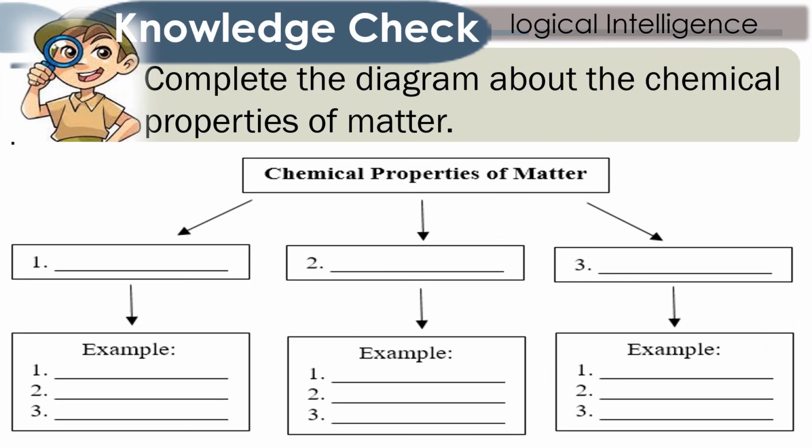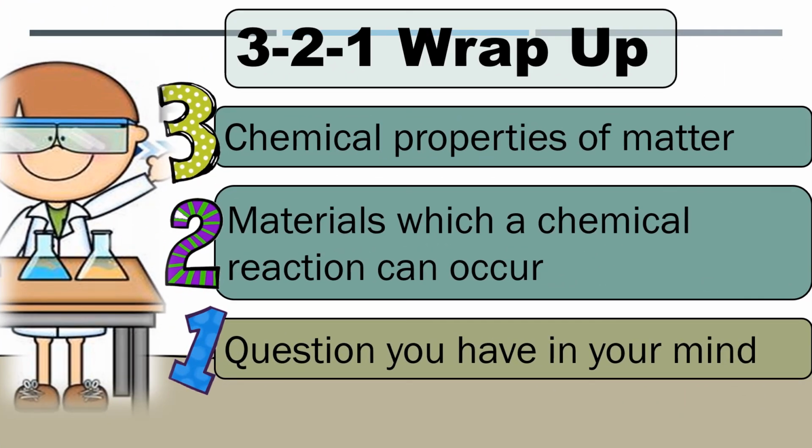Knowledge check. Now let us use our logical intelligence on this. Complete the diagram about the chemical properties of matter. You can go to your Genio and answer this one. Last one is our 3-2-1 wrap up. So you will write 3 chemical properties of matter, 2 materials in which a chemical reaction can occur, and 1 question you have in your mind. This one can also be answered in your Genio package for this lesson.